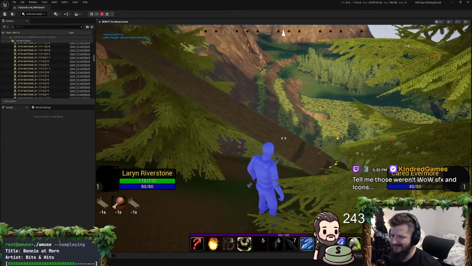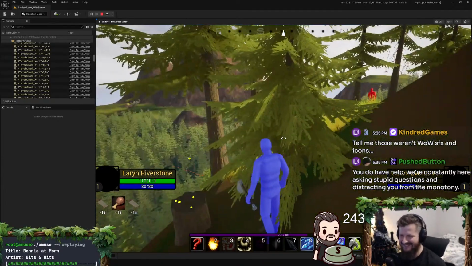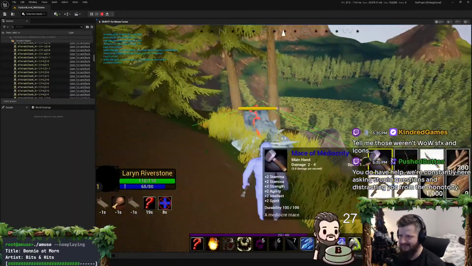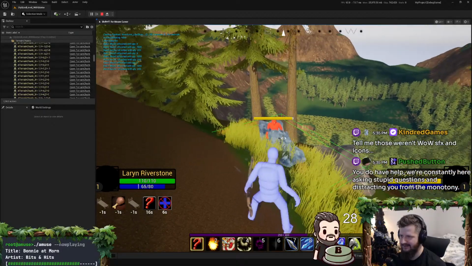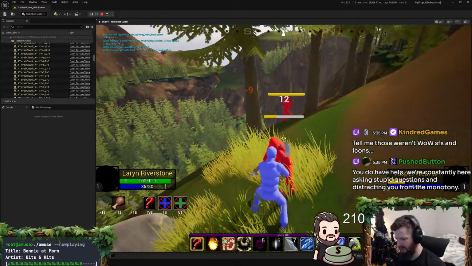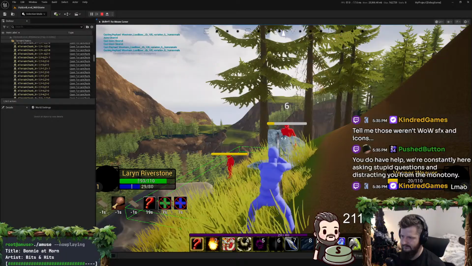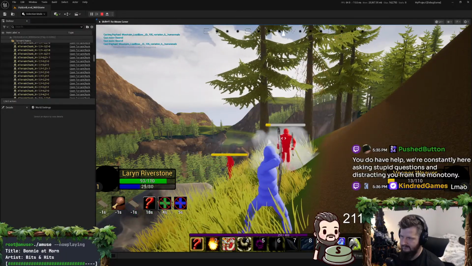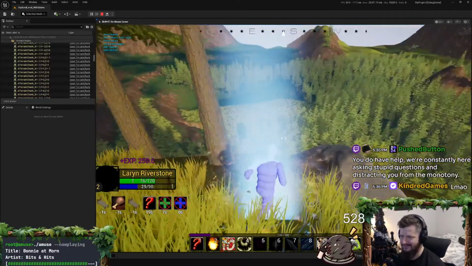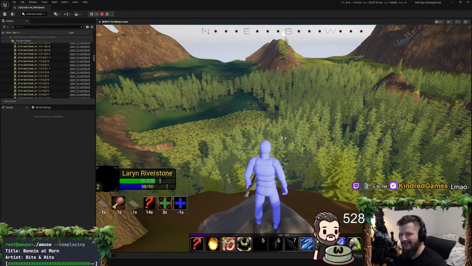Tell me those weren't WoW SFX and icons. They are. They are borrowed. They are indeed. You recognize this one? Or maybe even this. Might have to hit him with the Frost Nova again here. Borrowed. They're borrowed. Ding. Level up. Yeah, placeholders. It's all placeholder. None of these are free assets.